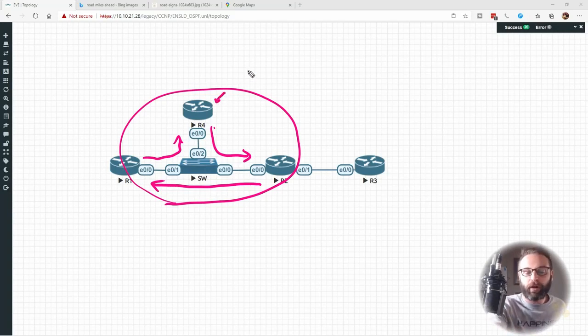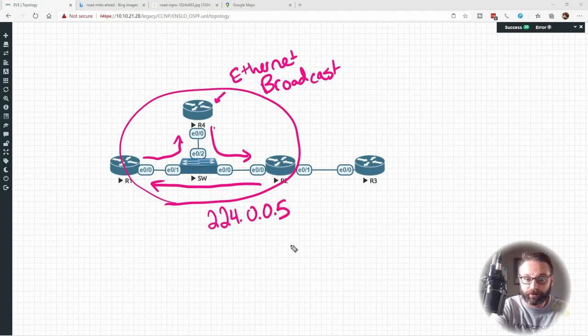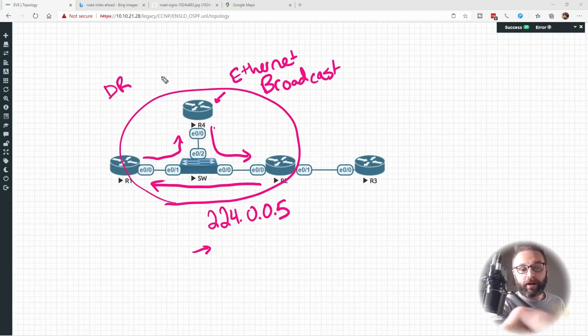You see, these routers can recognize, hey, wait a minute, I am on an Ethernet broadcast segment. And when it discovers that, it first sends hello packets to 224.0.0.5. This is so that it can discover its neighbors. But when it receives responses back from more than one neighbor, it knows that we are on a multiple segment Ethernet link. So OSPF then goes through an election process to see who is going to be the designated router and who is going to be the backup designated router.